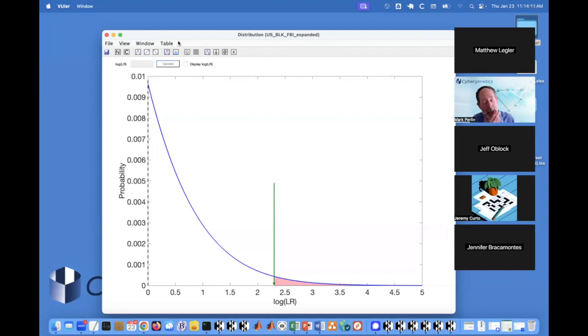Do you want to show that, Matt? Sure. So actually, let me zoom back out so that this makes sense. Okay.